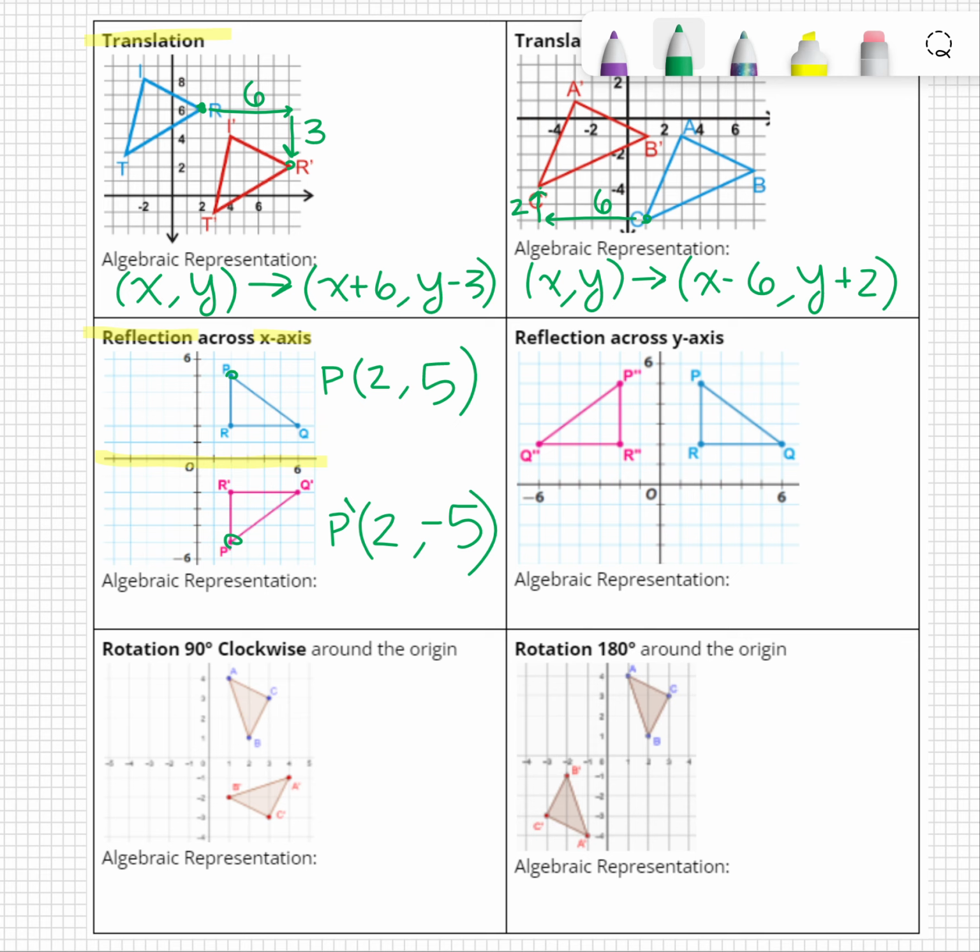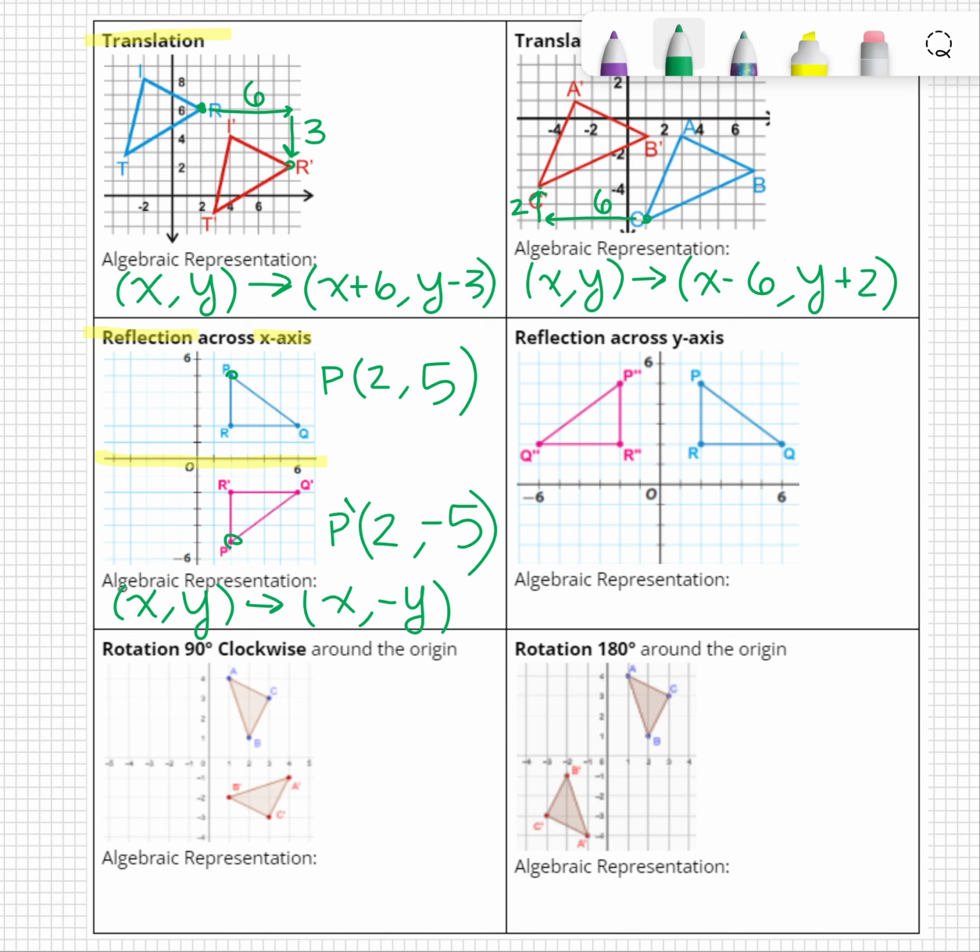And so in comparing these 2 points, I can see that the x value stays the same, but the y value changes sign between the reflection. So that means for my algebraic representation, I'll say for each xy point, when it's reflected, the x value stays the same, but the y value changes sign. So I'll say y would become negative y.